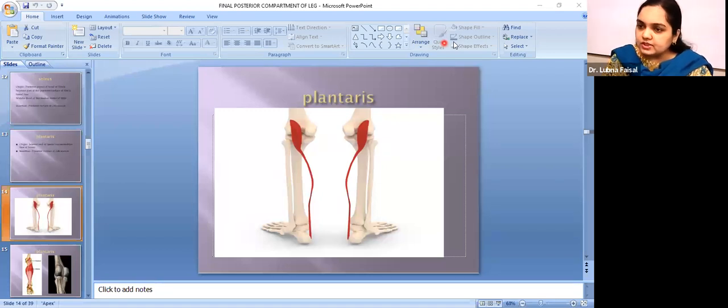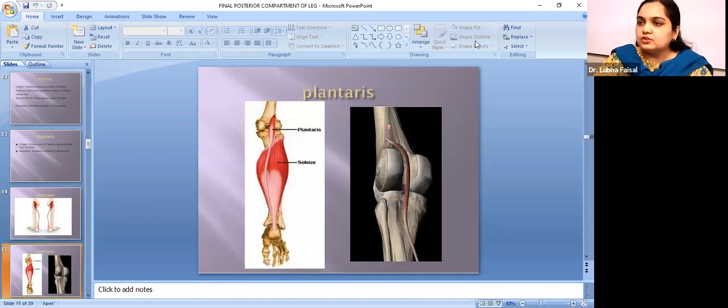Two will form the Achilles tendon and the plantaris is also inserted into the posterior surface of the calcaneum. This is again a slide showing the thin cylinder-like muscle, the plantaris, origin from the lower end of the lateral supracondylar line. This is the plantaris, and then it is inserted into the calcaneum. Now look at this here. This is the cylinder muscle, that is the plantaris muscle.